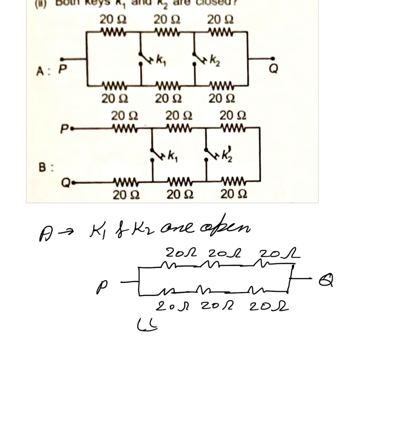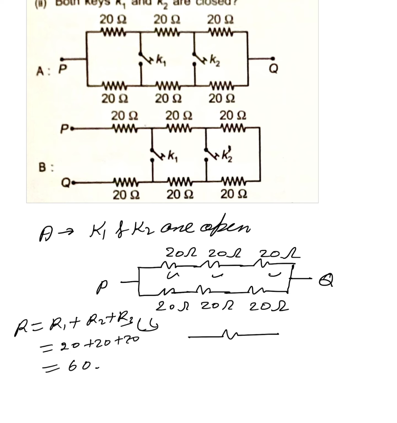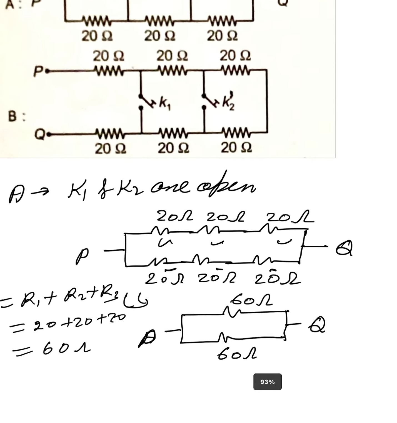So what about the equivalent? These three are in series. I know that if these three resistances are in series, then the combination is R1 plus R2 plus R3. So 20 plus 20 plus 20, we get 60 ohm. Clear? Same thing for this one: these three are the same resistance connected in series, so 60 ohm. Here P, here Q. Clear or not?